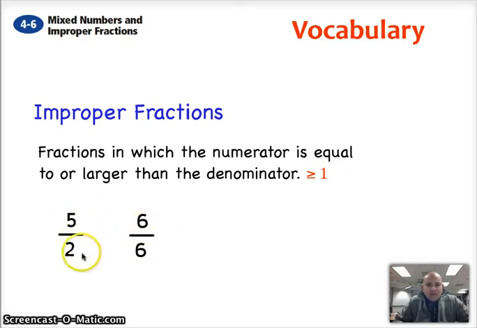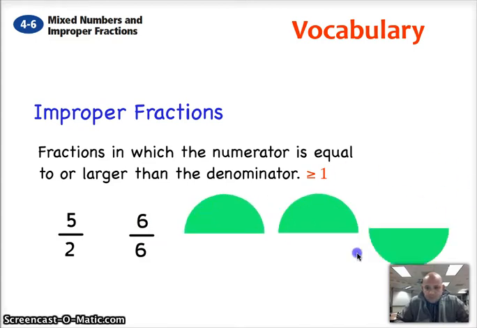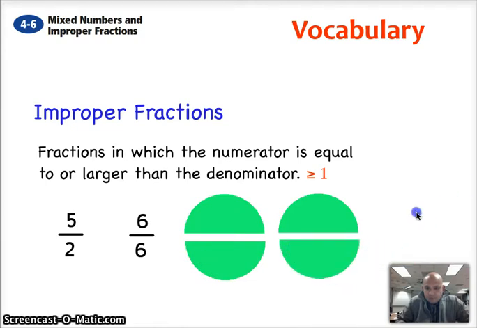Here we have 5 halves. 5, the numerator, is bigger than the denominator. Here we have 6/6. In this case, the numerator is equal to the value of the denominator. Let's look at 5 halves. If I pull in 5 halves, 1, 2, 3, 4, 5, you'll see I have a number that is greater than 1 whole. If we treat this one circle as a whole, I have more than a whole, more than 1.